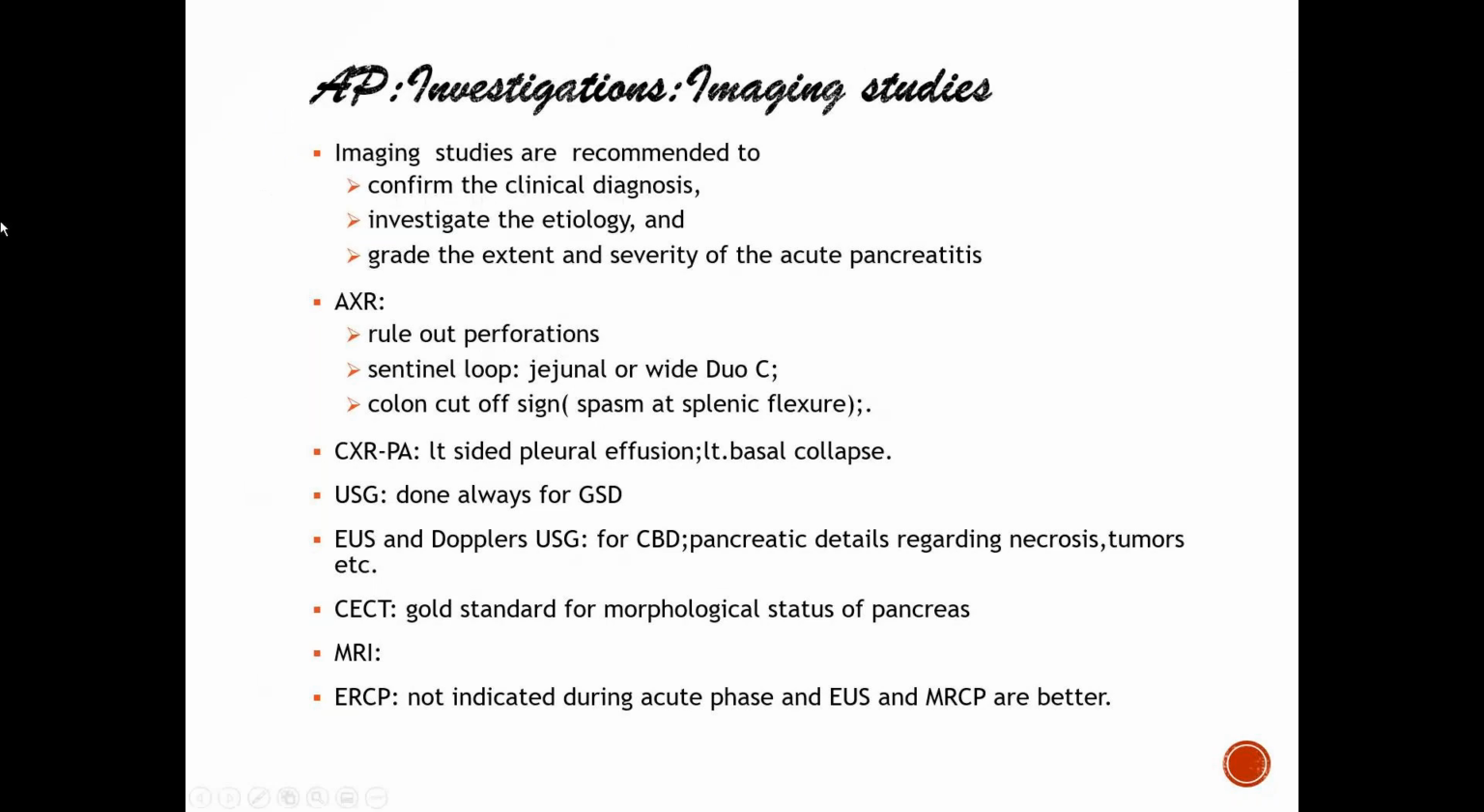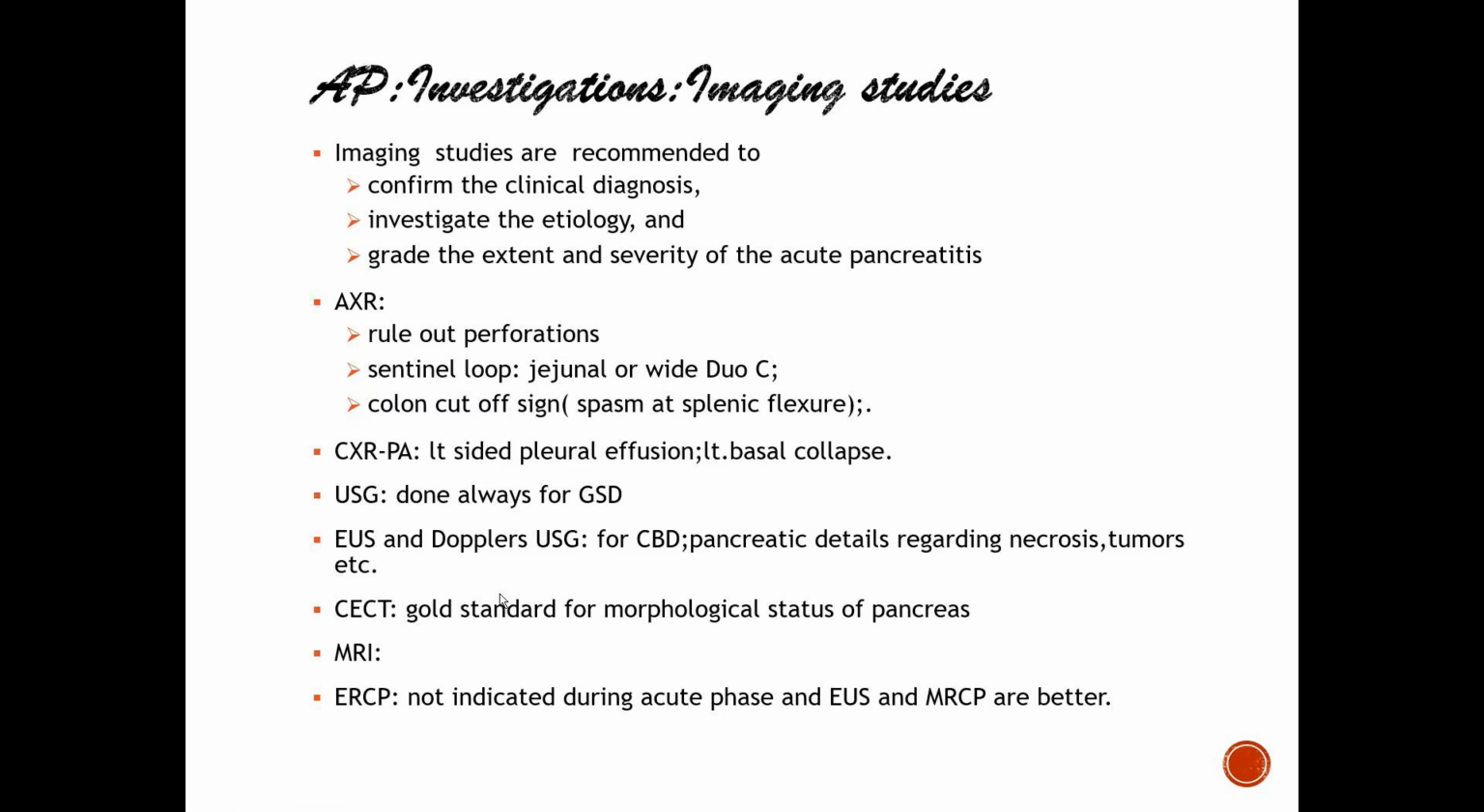A chest skiagram may help you by showing a left pleural effusion or collapse of the left basal part of the lung. An ultrasound is always done. Although it is not confirmatory for acute pancreatitis, it does one very important thing: it is going to rule out gallstone disease, which indirectly may tell you that probably this patient is not having acute biliary pancreatitis, right? So it helps you decide whether the patient has a CBD dilatation or a gallbladder stone. But an endoscopic ultrasound, EUS, and a Doppler ultrasound for the CBD, with pancreatic details regarding necrosis and tumors, is a very important part of the investigation if available.